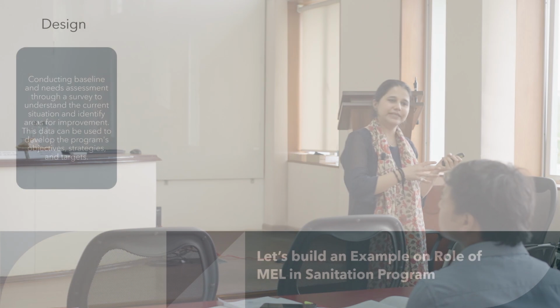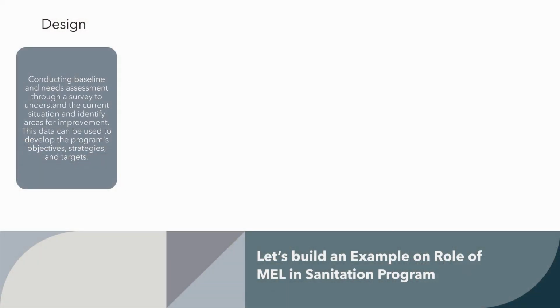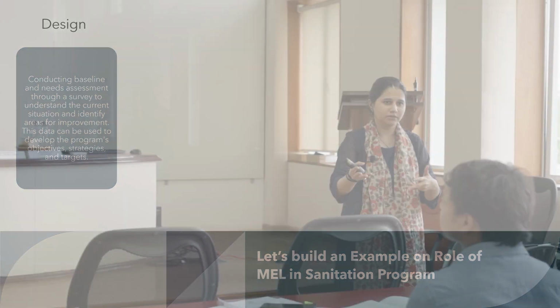Let's say I conducted a baseline or needs assessment. I did a survey because I'm going to do a sanitation program. Let's say my activity is building toilets and spreading awareness in people. So my first survey needs to understand how many households have toilets. If everybody has toilets, why am I going ahead and building double for them?